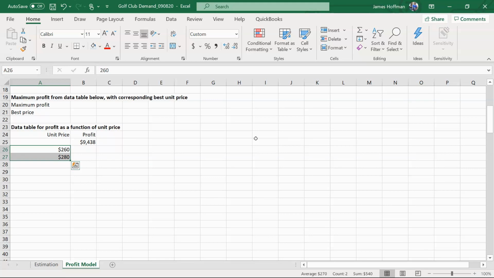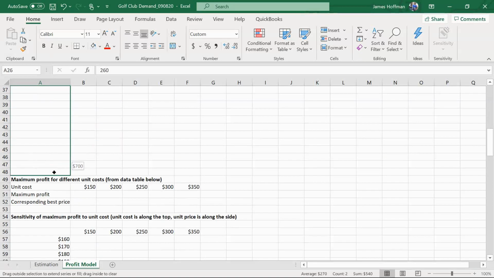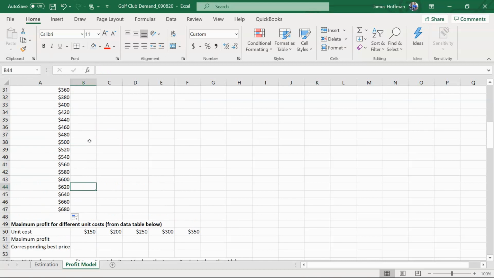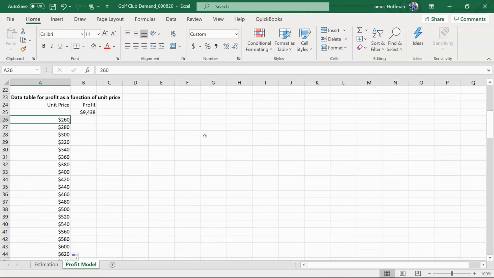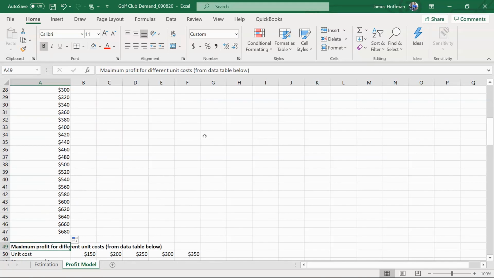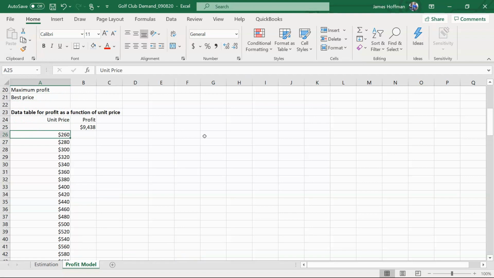Okay, like this, and then go all the way to cell 47. So you're counting from 260 all the way to 680 in increments of 20. And that should fill the space. And then again, you see this thing starts in A49, which we'll get to in the next step. Okay, so we have this data table set up.